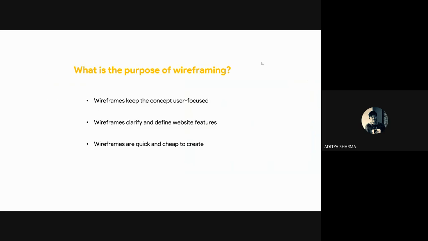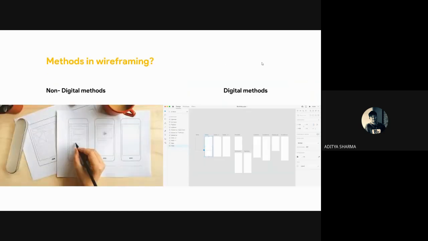And the most important thing, it is very quick and cheap to create. You can even create wireframes just on pen and paper. That will be easy to do, and you can iterate as much as you can. That's the cheapest method of wireframing. Based on that, there are different methods of wireframing. Some of them are non-digital methods, and some of them are digital methods. We'll be covering digital methods here. You can choose to do the non-digital methods as well for quick ideation.